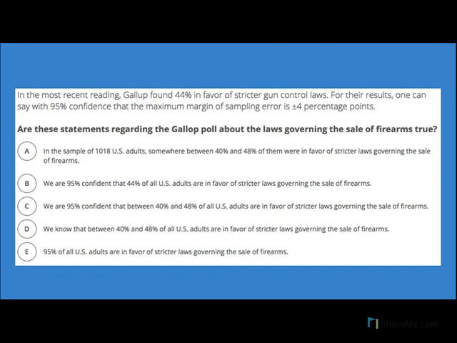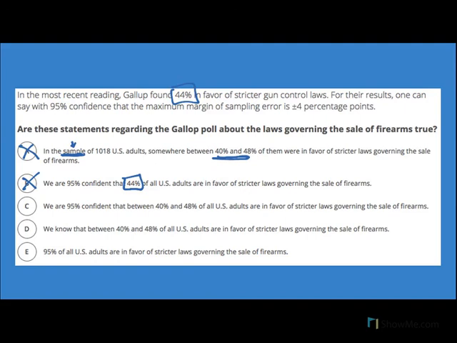So for example, this one says in the sample of U.S. adults, somewhere between 40 and 48% were in favor. In the sample, exactly 44% were in favor. So that's not right. If they had said in the population, then we may have been on the right track there. B says we're 95% confident, but then it doesn't mention an interval. It just mentions the one number. So that's not right.